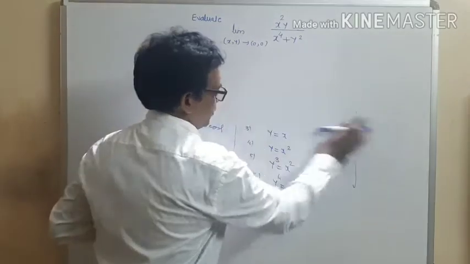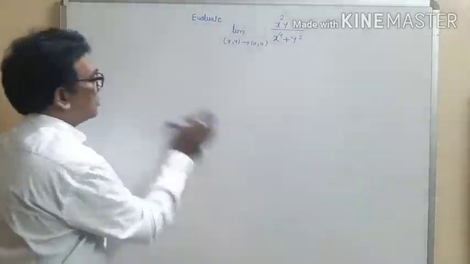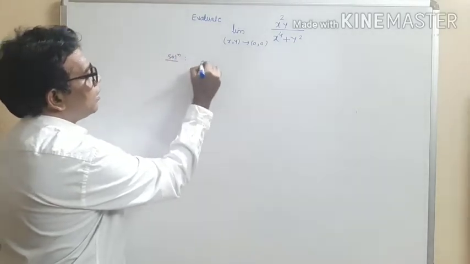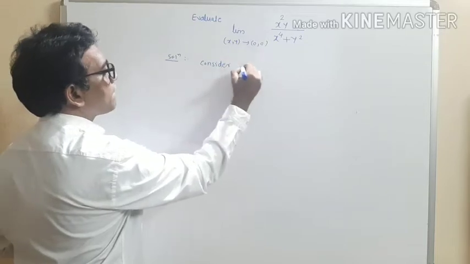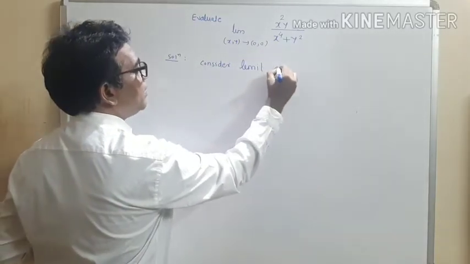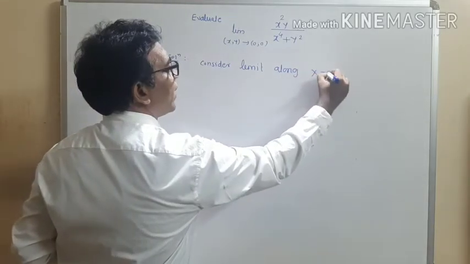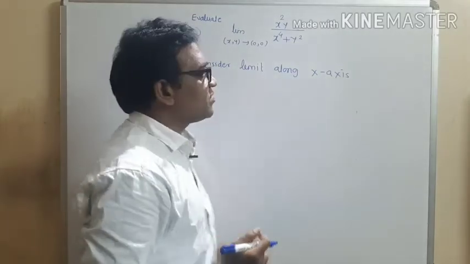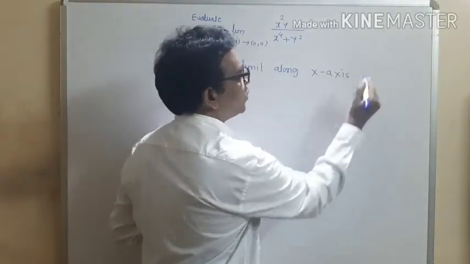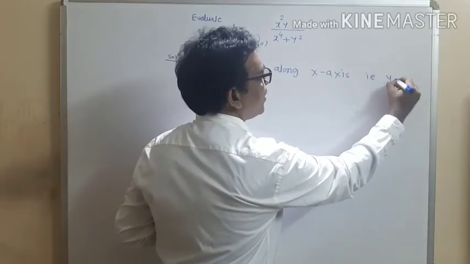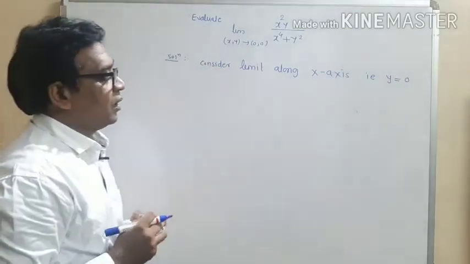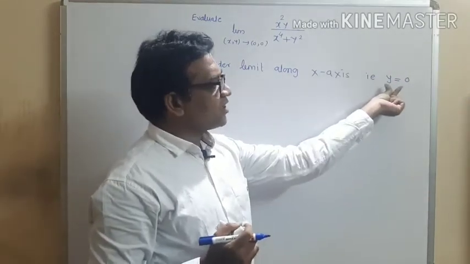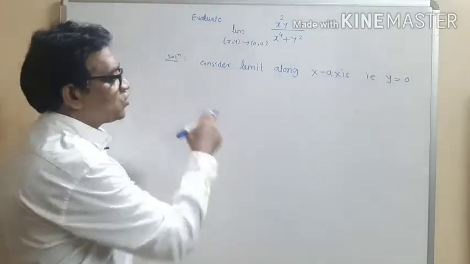So write down the solution. So this is our solution. Consider the limit along the x-axis. And what is the equation of the x-axis? The equation of the x-axis is y equal to 0. So write down, that is y equal to 0. So what are we using? We are using different equations. So this is our first equation, y equal to 0. So find out this limit.